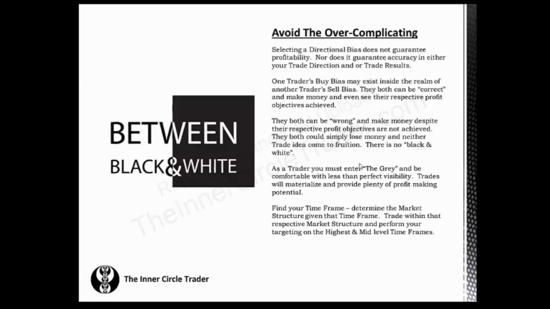So by selecting a directional bias, this does not guarantee profitability. It's very important you understand that. Nor does it guarantee accuracy in either your trade direction and or your trade results. One trader's bias may be bullish, they're looking for buys, and that may exist inside the realm of another trader's sell bias. They both can be correct and make money, and even see both their respective profit objectives achieved. They both can be wrong and make money despite their respective profit objectives not being achieved.